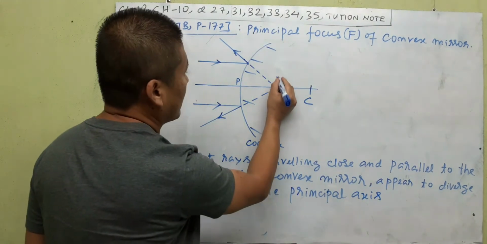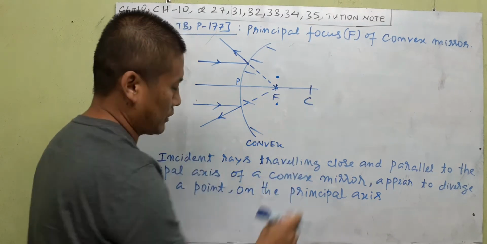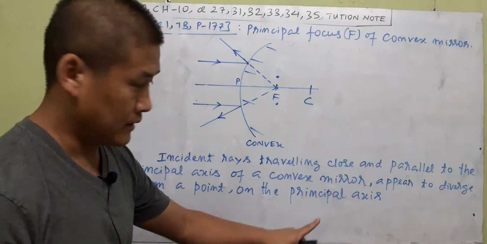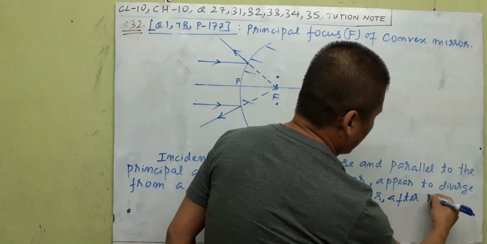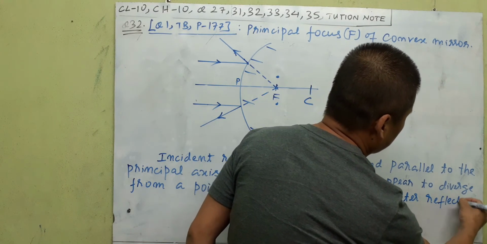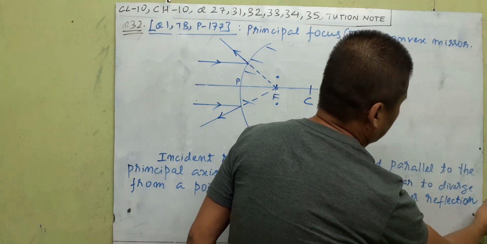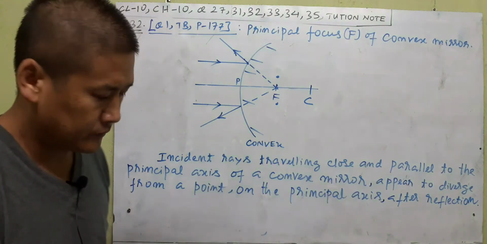So this point is not outside the principal axis, it's on this line. That's why we're mentioning on the principal axis. When does this happen? After reflection from the convex mirror. After reflection, full stop. Let's read again.